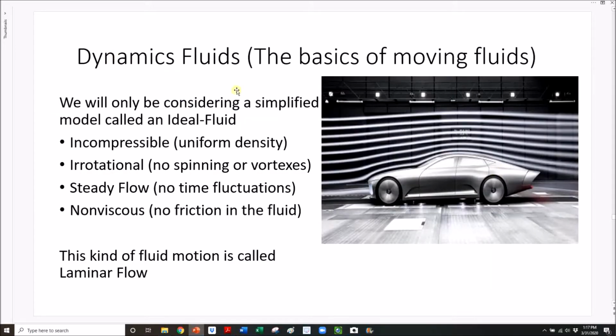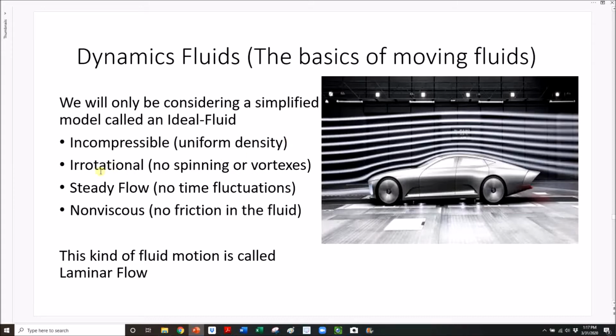So, basics of moving fluids. Since it is quite complicated, we're going to make a simplified model, what's called an ideal fluid. So we're going to assume four things, essentially. We're going to assume that the fluid has a uniform density. This is great for liquids. It's not so great for gases. Gases tend to compress when they're moving fast in particular.